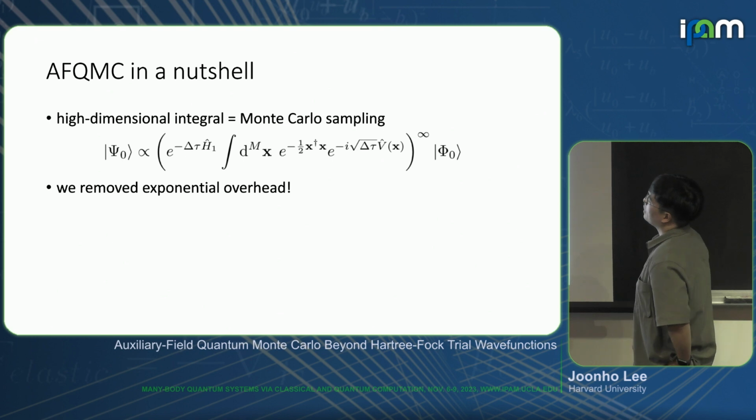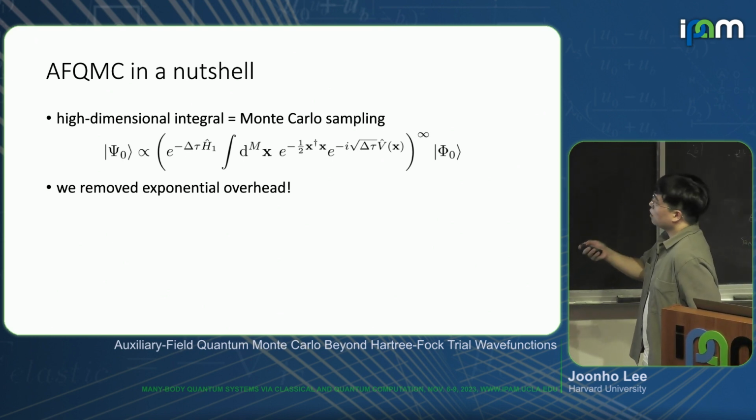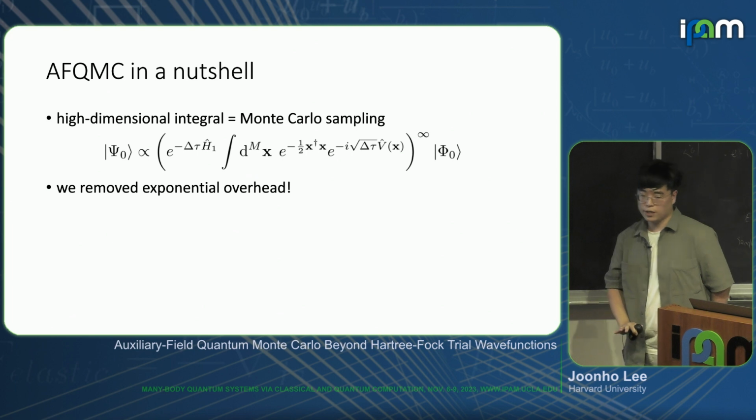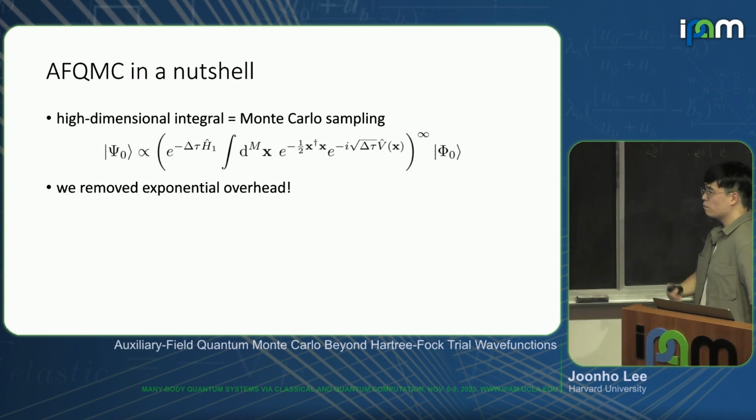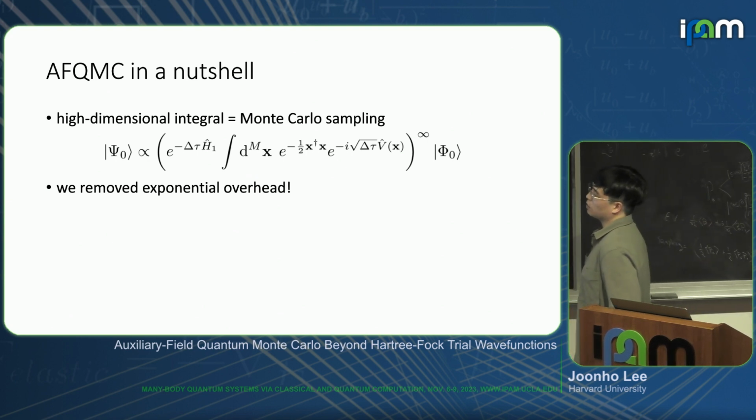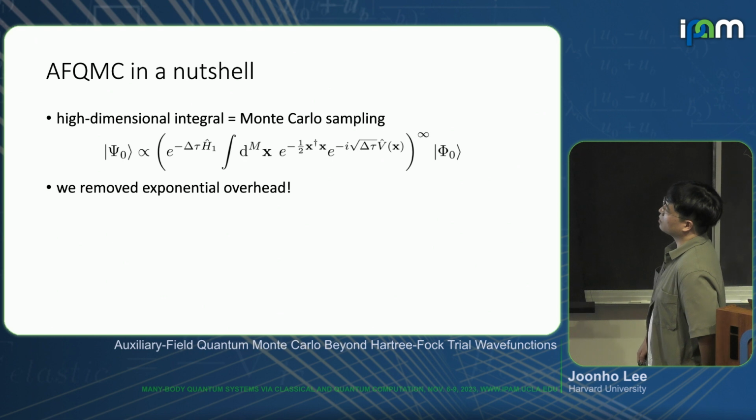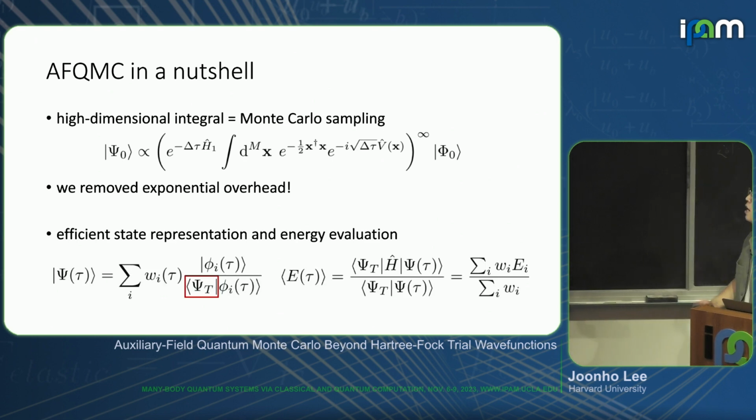Good news is we removed the exponential overhead. As I said, applying this one-body propagator to a Slater determinant will give you another Slater determinant, which is very efficient to store, and one-body rotation is also very efficient to do, just cubic scaling on the classical computer. So we remove all the exponential overhead. It sounds like a great method.